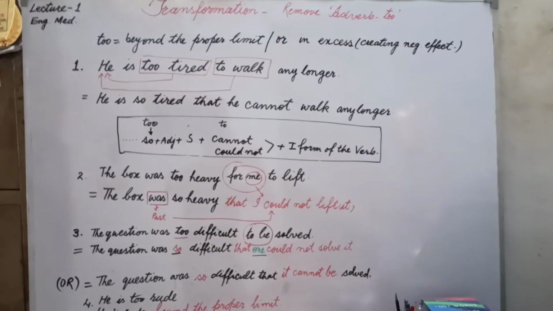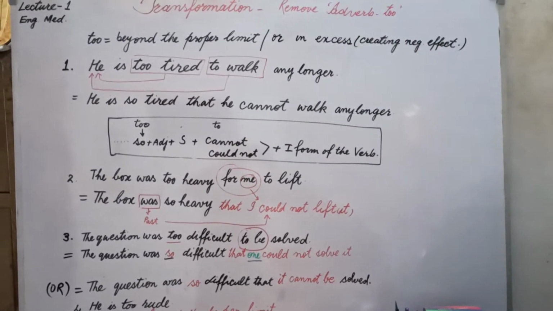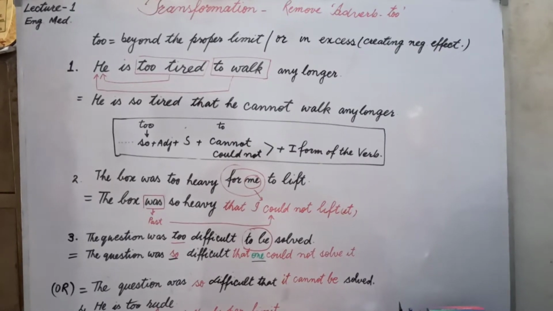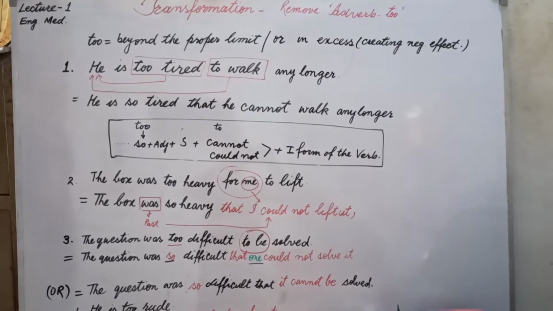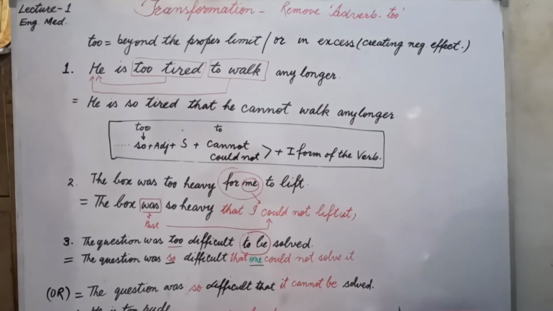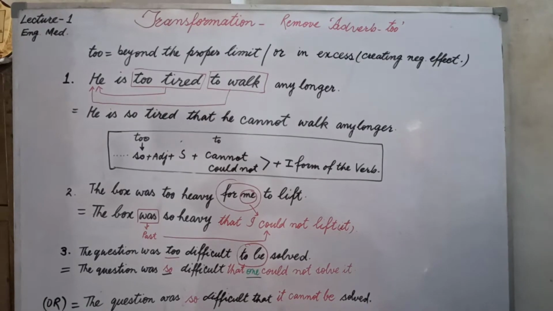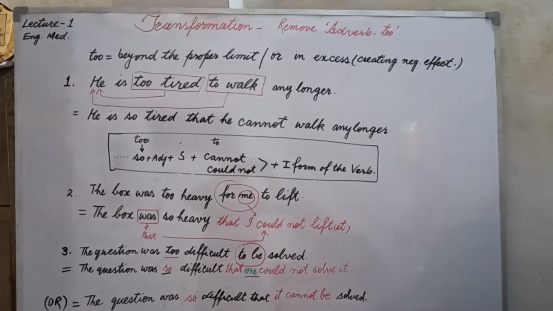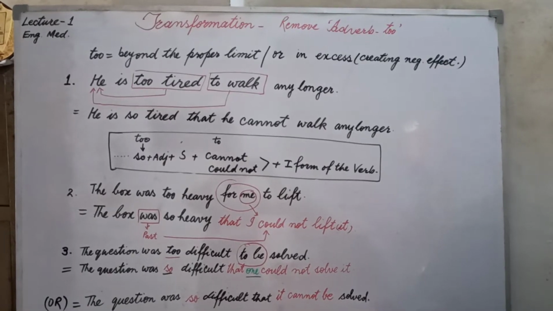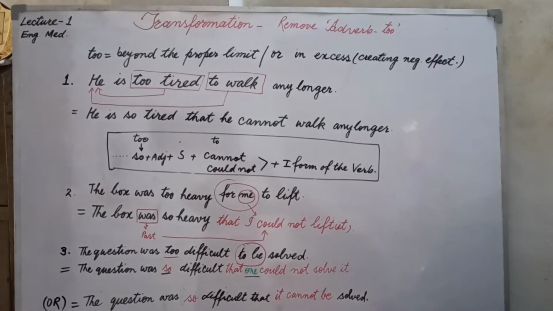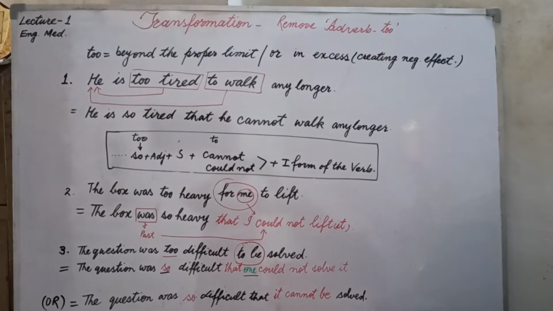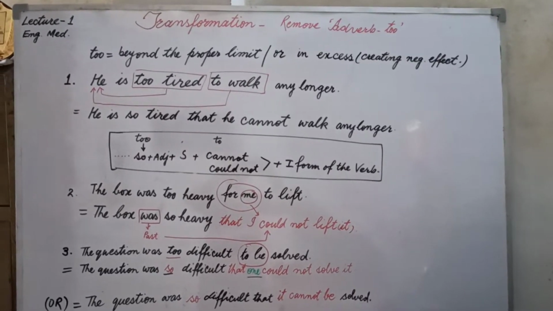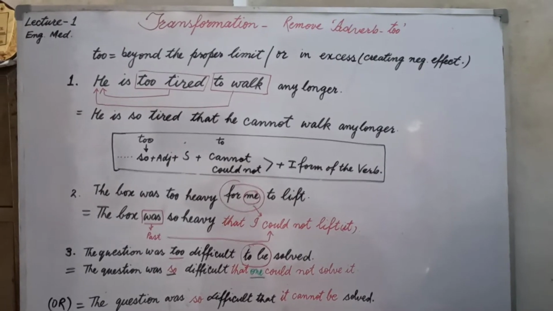Dear students of academics and competitive exams of English, in this lecture number 1, English medium lecture, today our topic is transformation, and in this transformation we will learn how to remove adverb "too". Before we go ahead in this lecture, we have to learn two things from here. First, what is transformation? Although I have already taught what is transformation in previous classes. And second thing, remove adverb "too". What is adverb "too"? Let's begin with adverb "too".